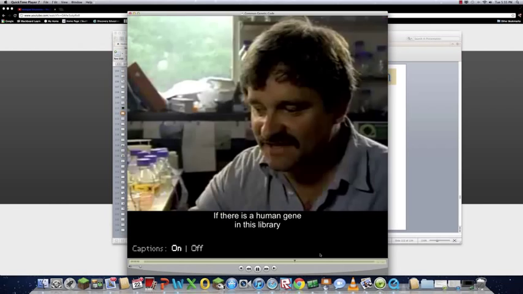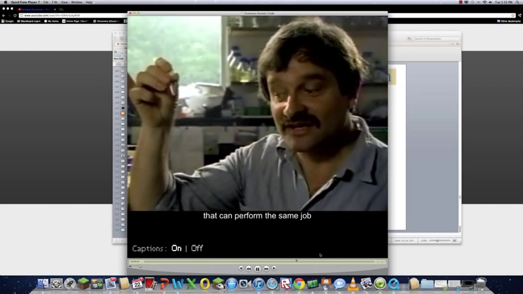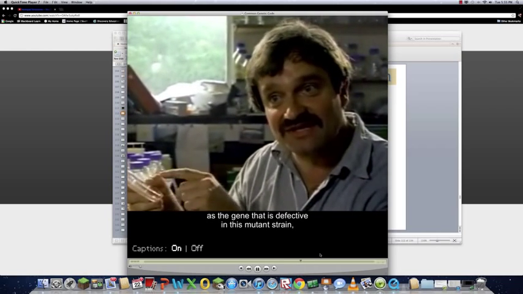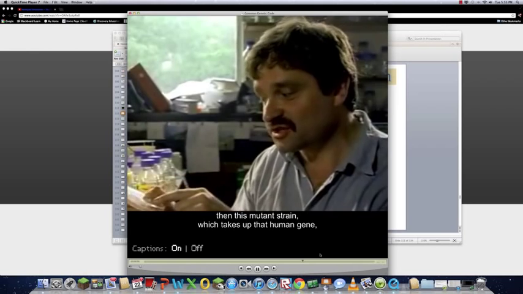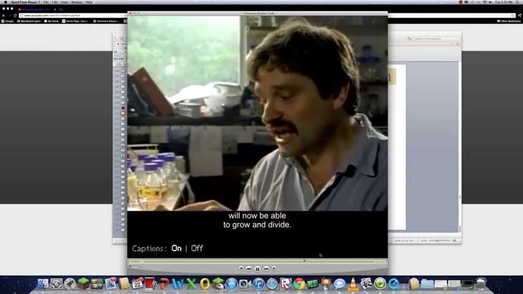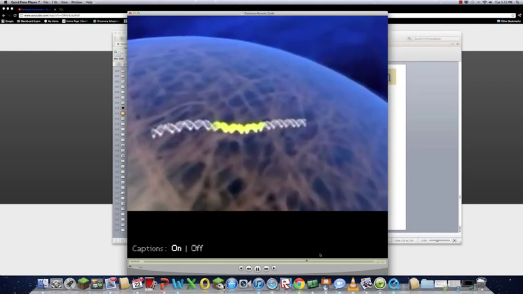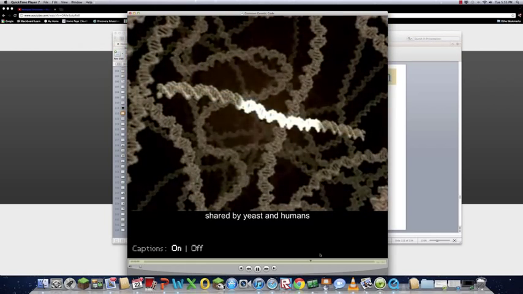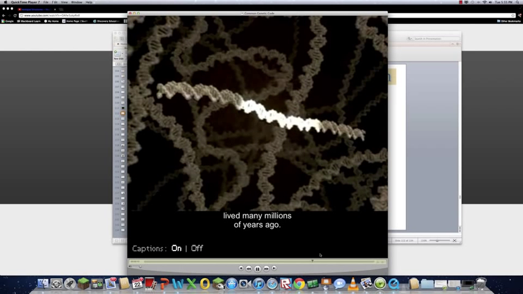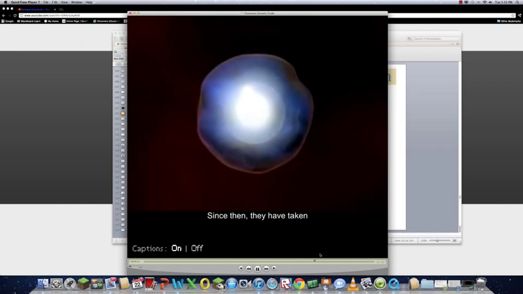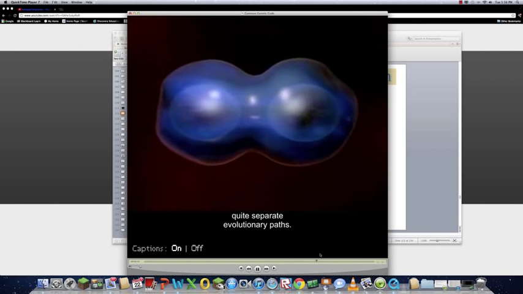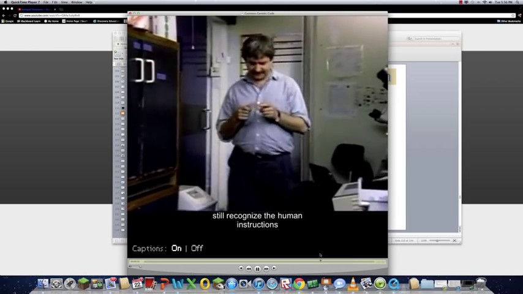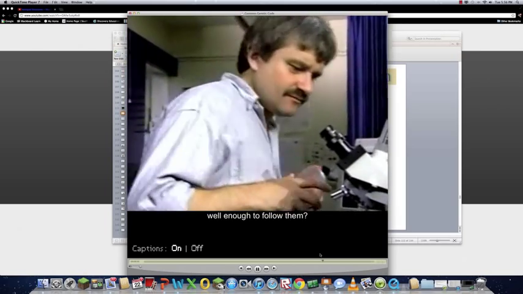If there is a human gene in this library that can perform the same job as the gene that is defective in this mutant strain, then this mutant strain, which takes up that human gene, will now be able to grow and divide. The last common ancestor shared by yeast and humans lived many millions of years ago. Since then, they have taken quite separate evolutionary paths. Would the yeast in this experiment still recognize the human instructions well enough to follow them?